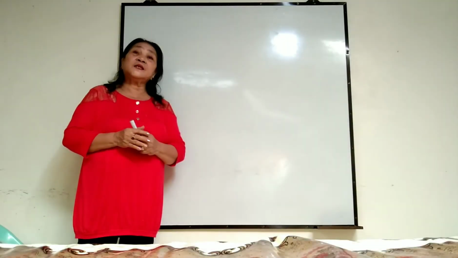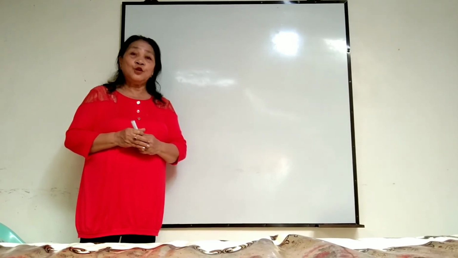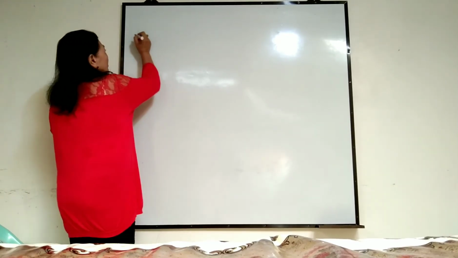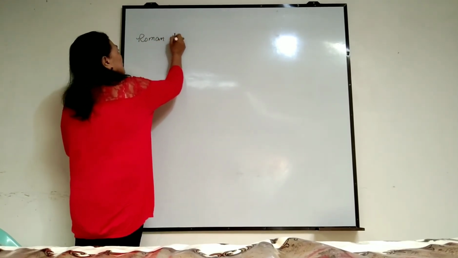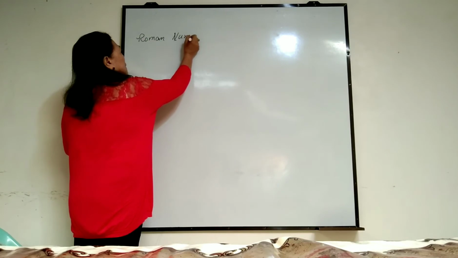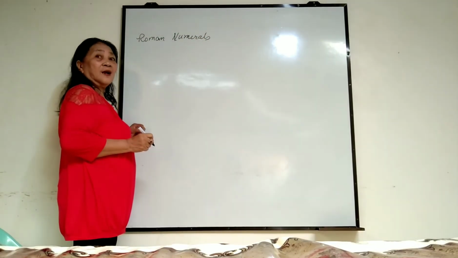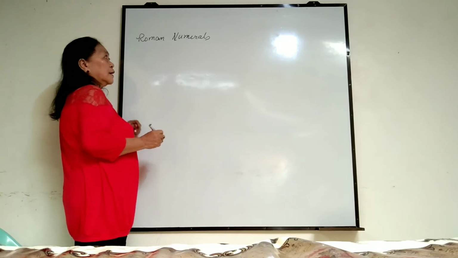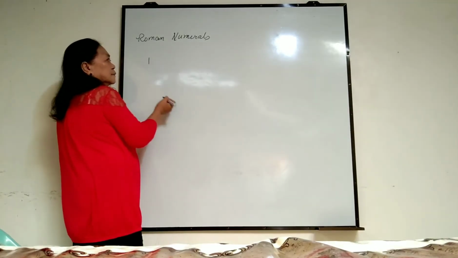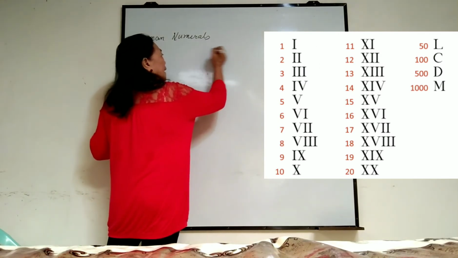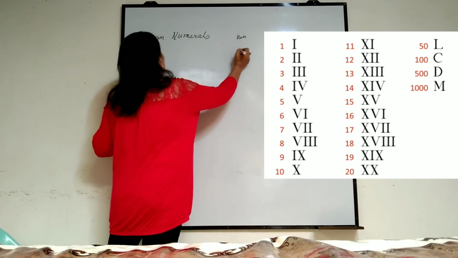In basic math, this is already part 2, all about Roman numerals. In Roman numerals, we use letters as their number. Example, 1 is I, and in Hindu-Arabic, this is 1.